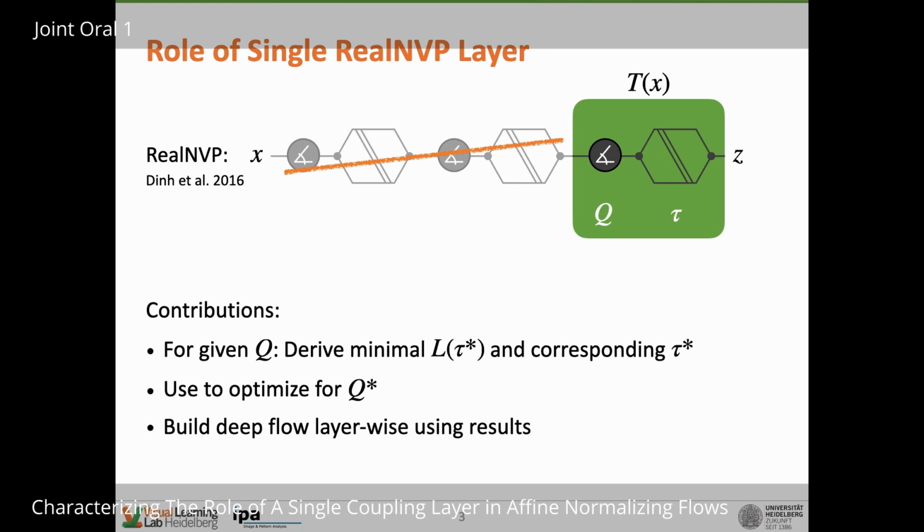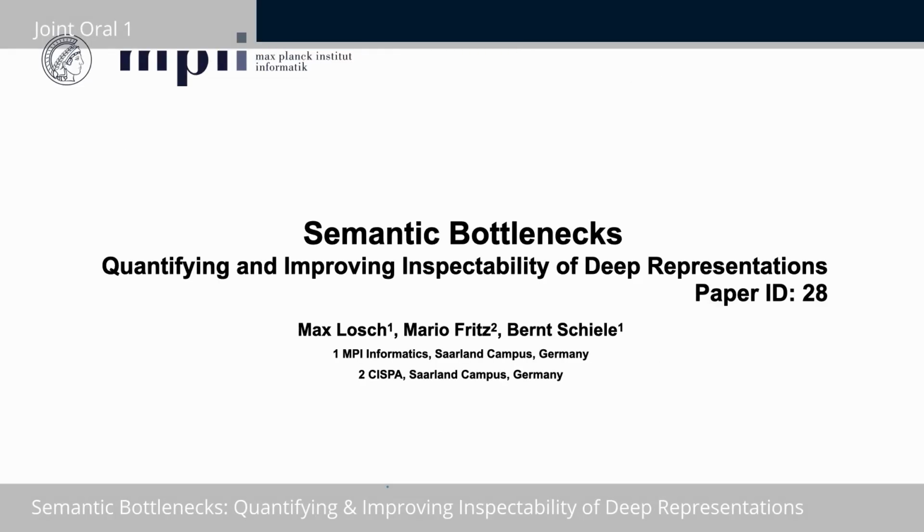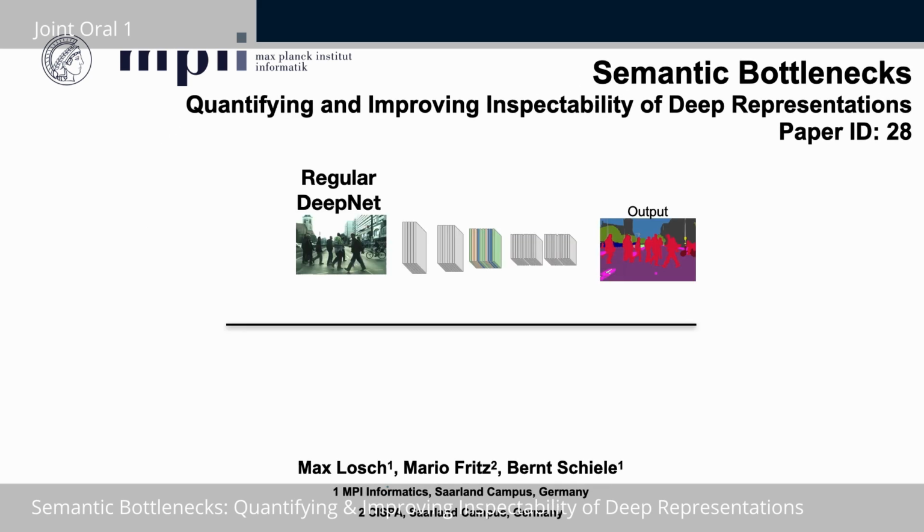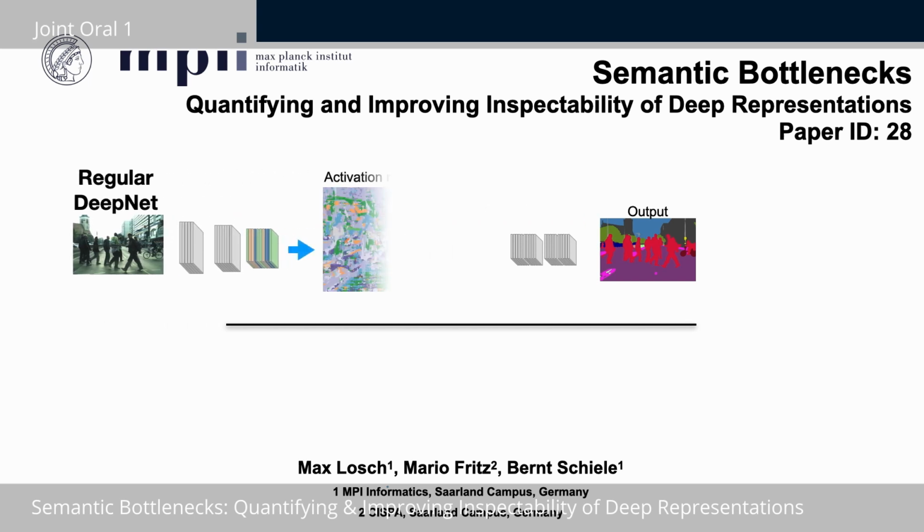I'm Max, and I'm highlighting our work Semantic Bottlenecks: Quantifying and Improving Inspectability of Deep Representations. We identify three obstacles that make deep networks hard to interpret. First, the information in intermediate layers is highly distributed across hundreds or thousands of channels, which secondly results in incoherent activation patterns that are not aligned with semantics meaningful to humans. And last but not least, there is no agreed upon metric to quantify a model's inspectability.